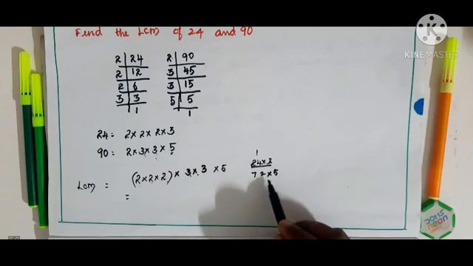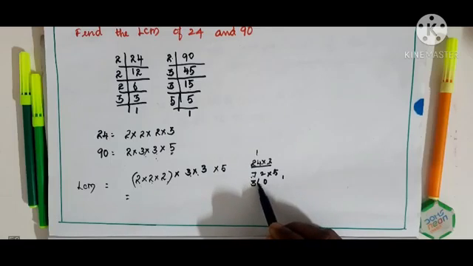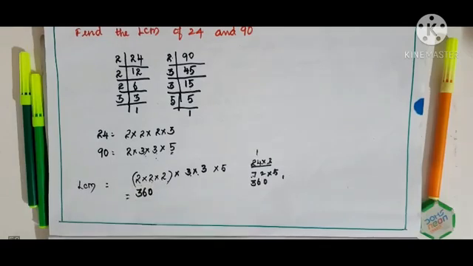So what do you get? 5 2s are 10, balance 1. 5 7s are 35 plus 1, 36. So the answer is 360. Is it clear?